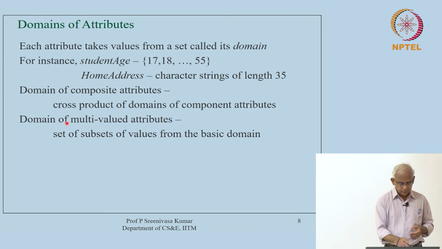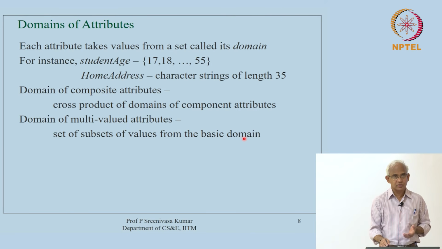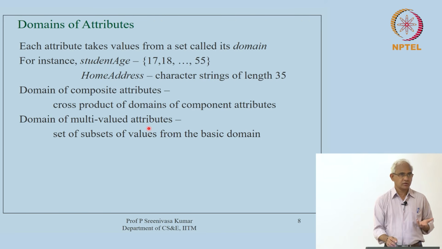In a similar way, for multivalued attributes, we basically take the set of subsets, the power set of the values from the basic domain, as the domain, because it can have multiple values. For example, courses registered is a multivalued attribute. So, we will take the basic domain, which is the course domain, and then consider subsets of courses as the values for this multivalued attribute.